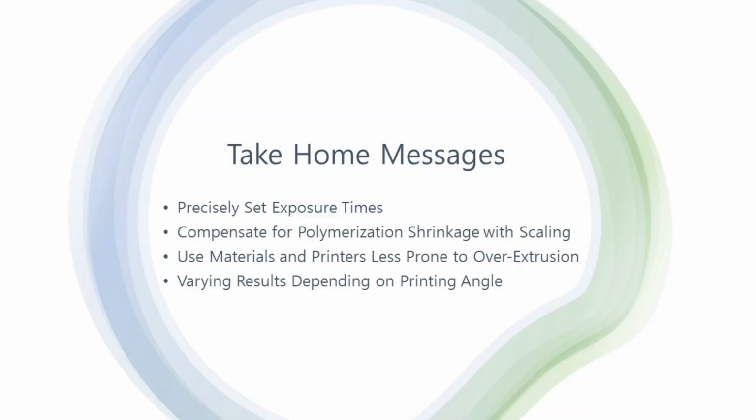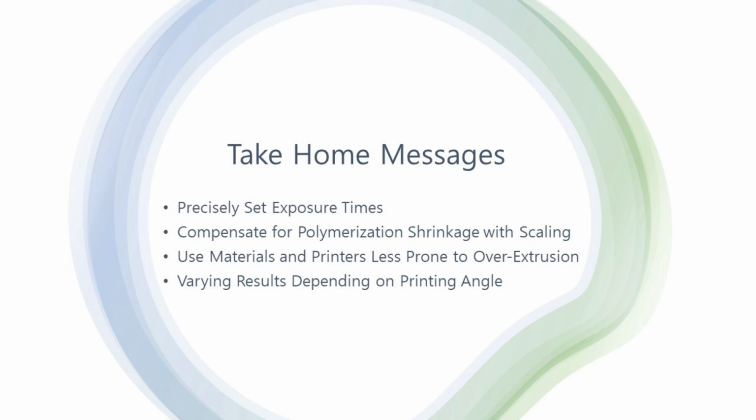As we conclude the lecture, we draw the following conclusions. 1. Setting precise exposure times for each layer is crucial. It ensures optimal curing and detail accuracy in the printing process. 2. Adjusting the scale to compensate for the shrinkage occurring during the polymerization process is necessary. This ensures that the dimensions of the final product are accurate. 3. Using materials and printers that minimize over-extrusion is important, and proper compensation should be made if over-extrusion occurs.